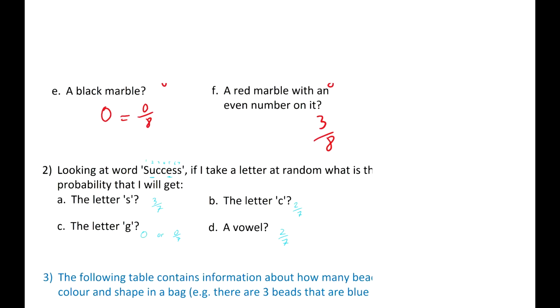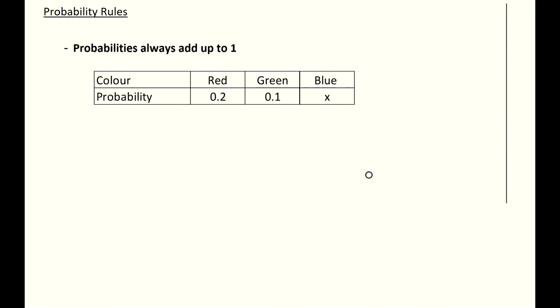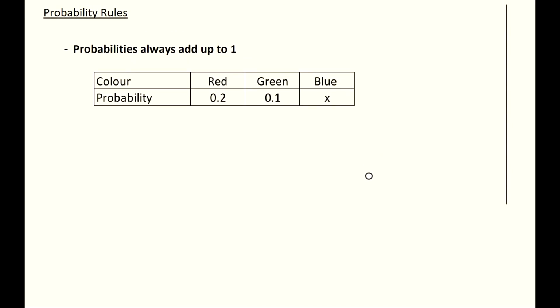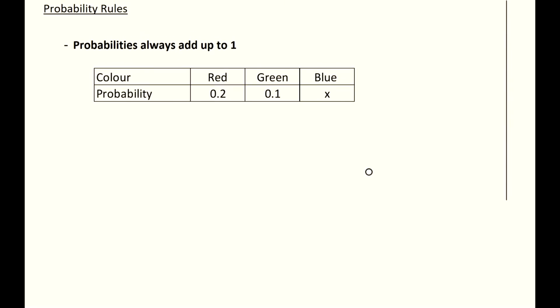Okay, let's move on. Moving on now is going to be a few probability rules. There's going to be 2 basic rules. First things first, probabilities of a group of events must always add up to 1.